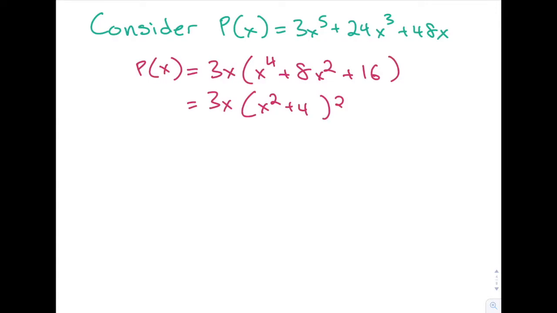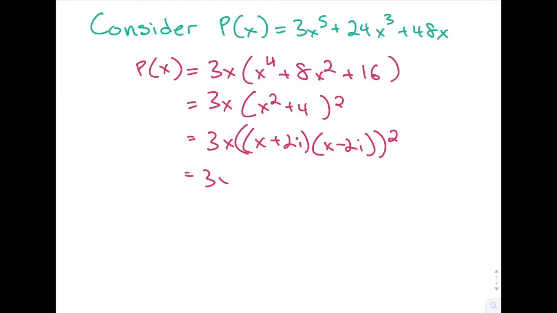It takes the form of a quadratic, so we can factor it similar to how we would factor a quadratic. Then, of course, if we factored x squared plus 4, we would have x equals 2i and x equals negative 2i. So then we have the zeros, and I'll add the extra parentheses. We have (x plus 2i) and (x minus 2i) squared. So altogether we have 3x times (x plus 2i) squared times (x minus 2i) squared.